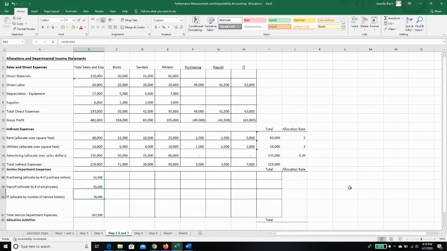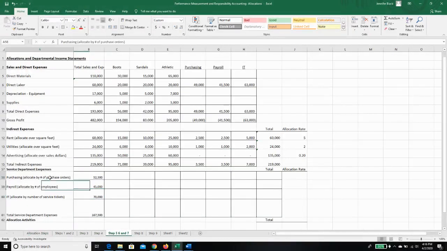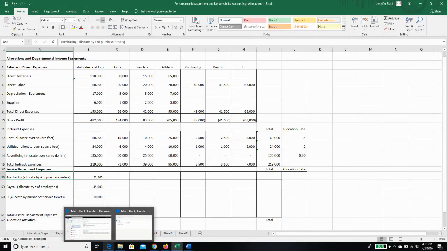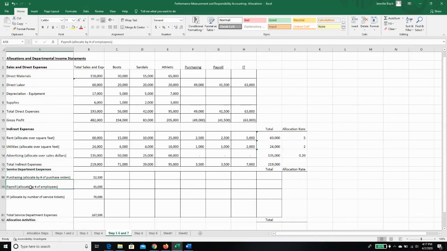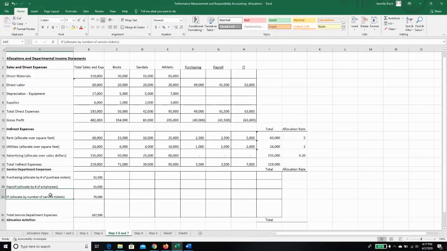All right, so step 6, I think, says determine what activity we're going to use, and I've given this to you. Purchasing, we're going to allocate by the number of purchase orders. This probably sounds a little familiar if you remember back to ABC costing or ABC allocations. Payroll, we're going to allocate by number of employees, and IT, we're going to allocate by the number of service tickets. So you're saying, well, how do we get that information?